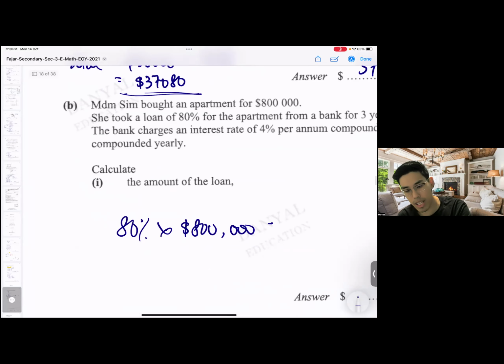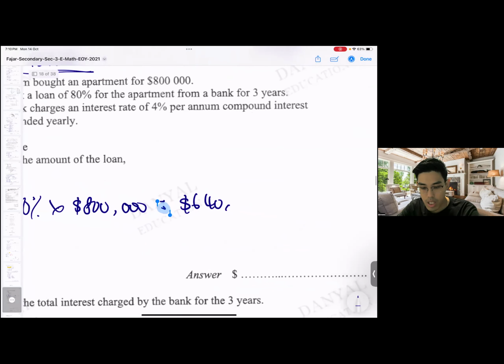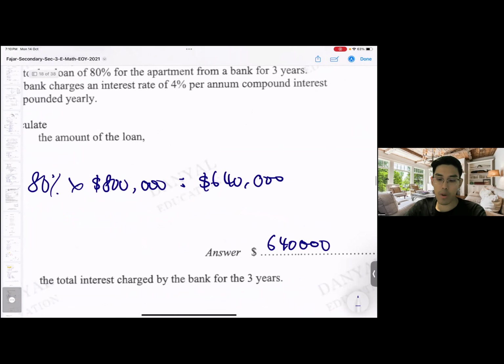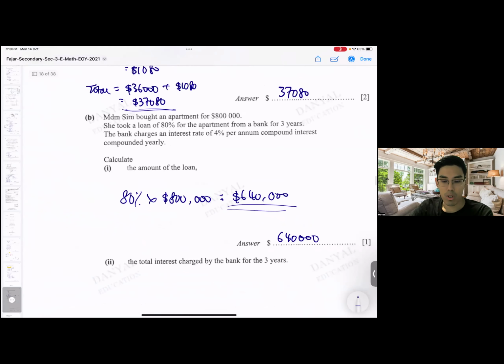Okay, so this one is quite straightforward lah. This one is 640K lah. 640,000. Okay, 1 mark only. Not too confusing.